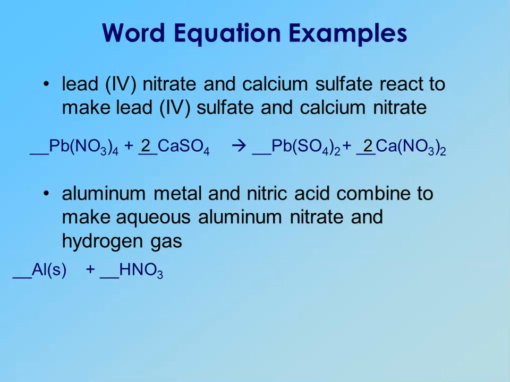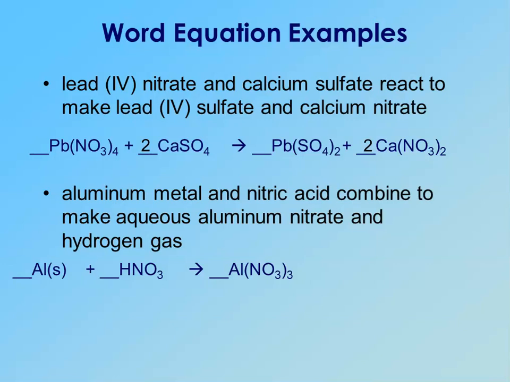They're going to combine to make aqueous aluminum nitrate. Aluminum is in group 13, so it's +3. It's an ionic compound. Any compound that starts with a metal is going to be an ionic compound. Nitrate, NO3 -1. So to balance out their charges, I would need 3 of the nitrates for every 1 aluminum.